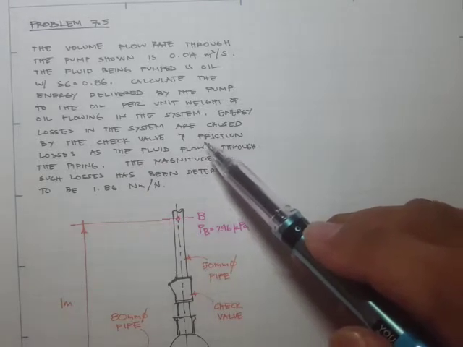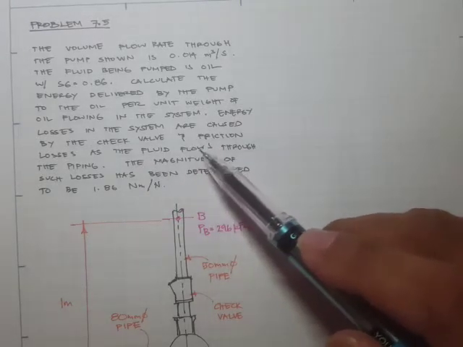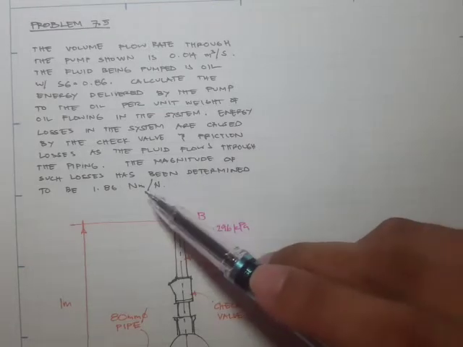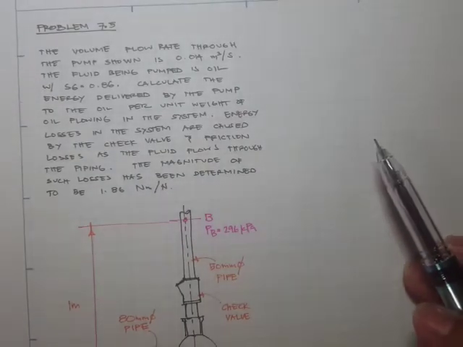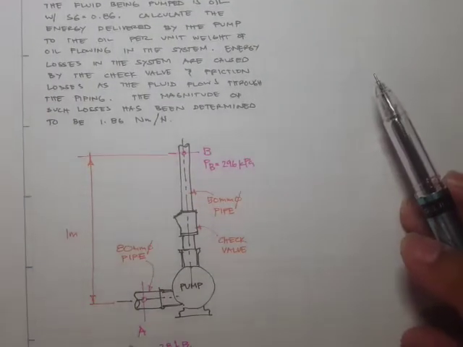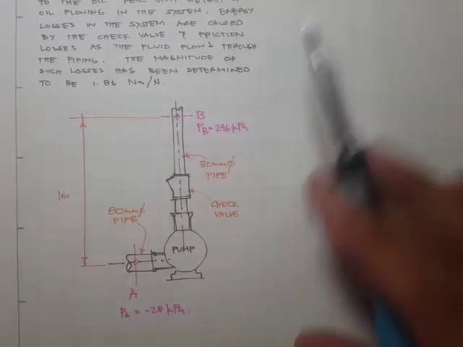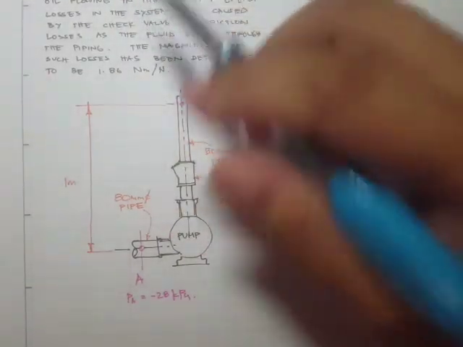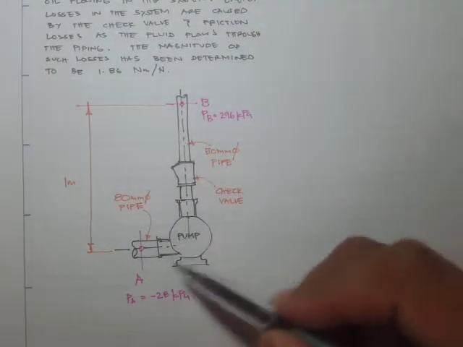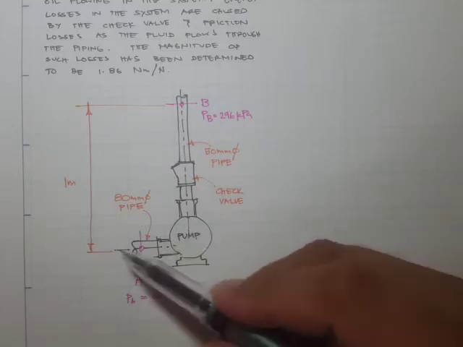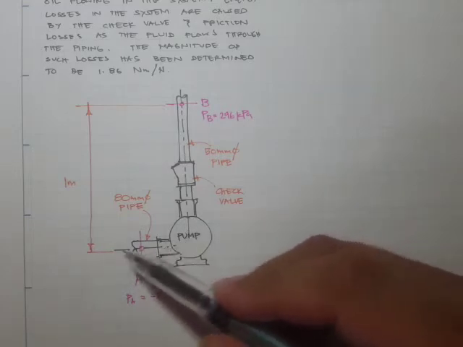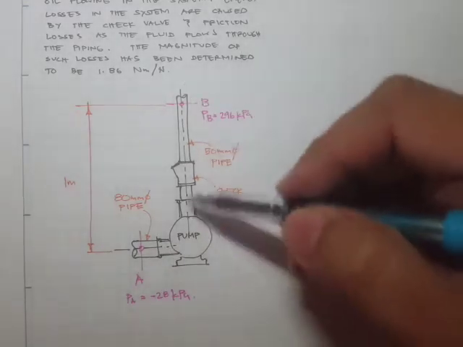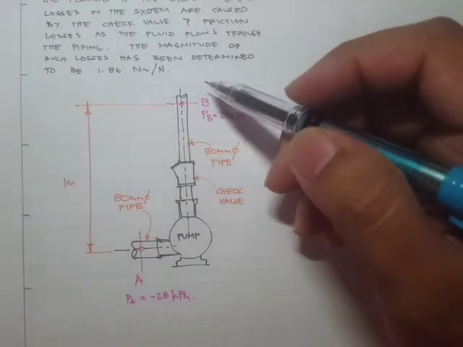Energy losses in the system are caused by the check valve and friction losses as the fluid flows through the piping. The magnitude of such losses has been determined to be 1.86 Newton meter per Newton. So the situation is that we have this pump right here, and we have an inlet point, that's point A, and the outlet point, that's point B.